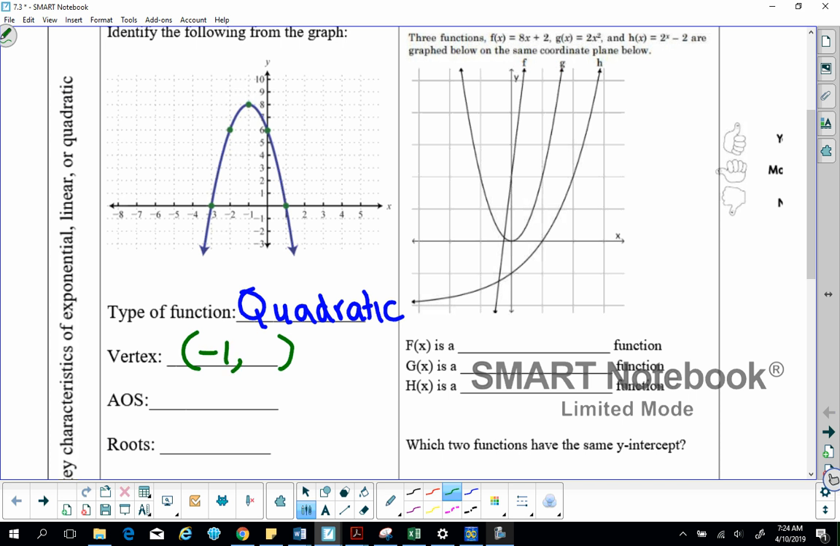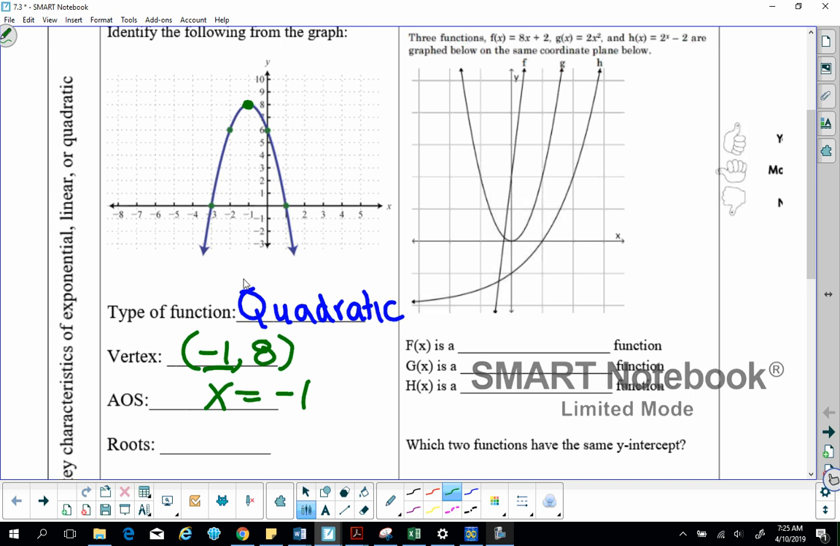Beautiful. -1, 8. So remember, your vertex is the very tippy top or tippy bottom. In that case, it's the top. Allison, what's your axis of symmetry? That's your roots. What's your axis of symmetry? You know that's one. Yeah, it's the x coordinate of your vertex. So axis of symmetry is x equals -1.